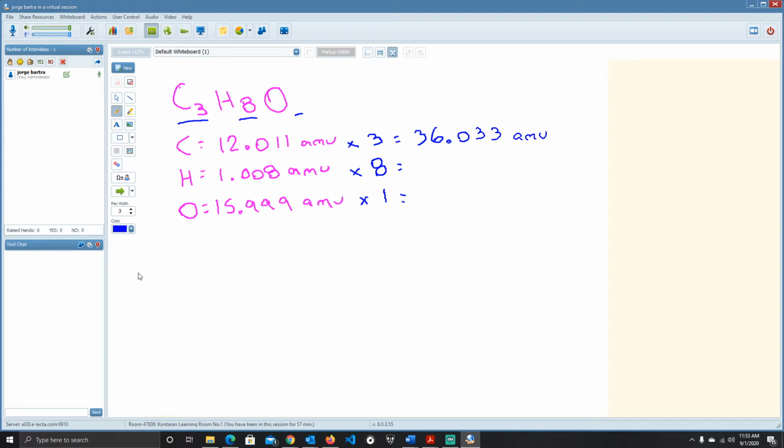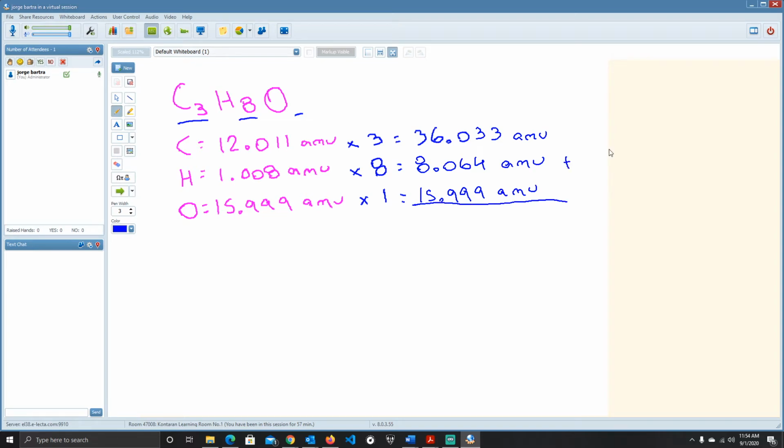And now we have 1.008 times 8. That will leave you with 8.064 AMU. And finally, 15.999 times 1 should give you the same thing, which is going to be 15.999 AMU. And so we go ahead and add them all up.